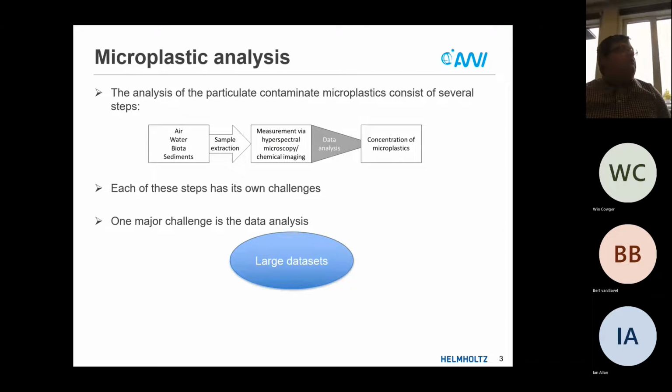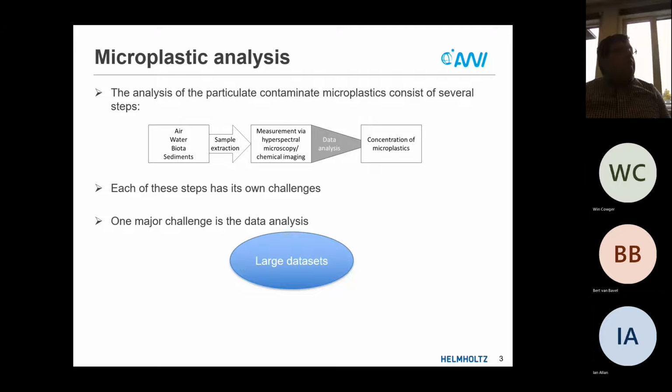If you look at the process for microplastic analysis, we have various compartments of which we extract the sample, then measure, in this case, hyperspectral spectroscopy, chemical imaging, and then often nowadays data analysis is one of the bottlenecks, like Win also showed, to get the concentration of microplastics.